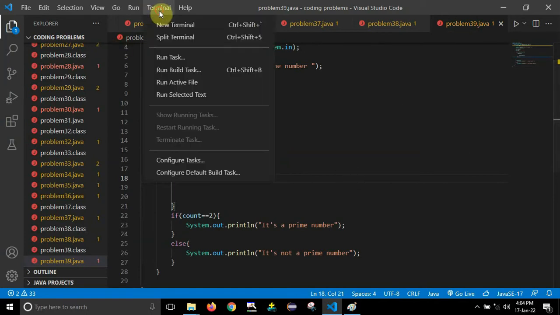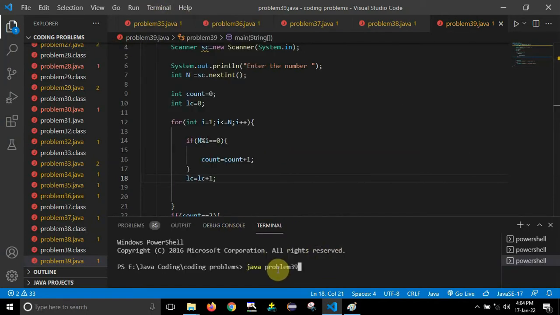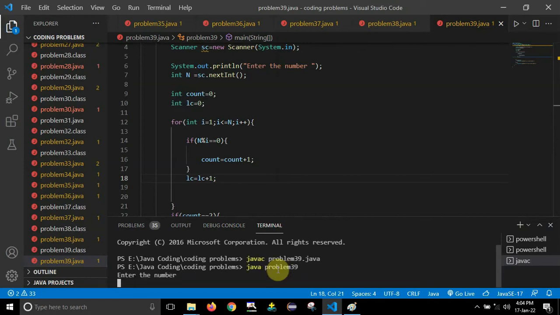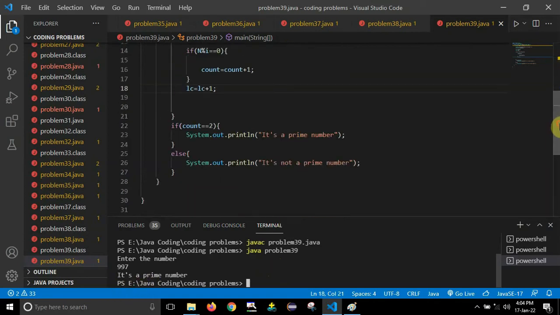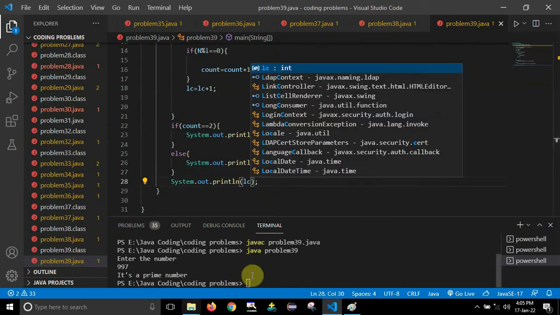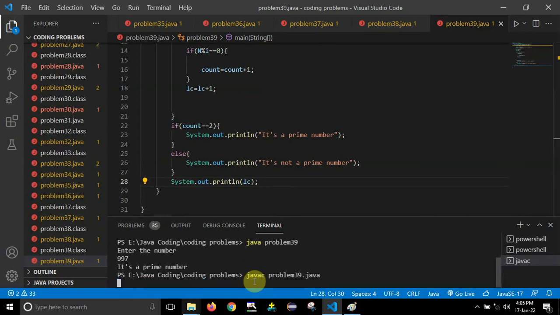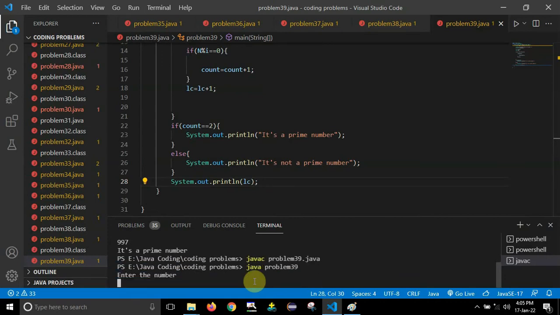That means each and every time i is incremented, the LC is also going to increment. Okay, so let me just run this thing again. Alright, so java, first I need to compile. Okay, javac problem39, and after that I will run. And if I take 997, you can see it's a prime number, and one mistake I have made, I have not printed LC. So I need to print LC as well. So I'll just copy this, Control C, and outside of this for loop I'm going to print here. Okay, so I'm going to print LC. So that is loop count. Alright, so let me just compile this again and run this one.